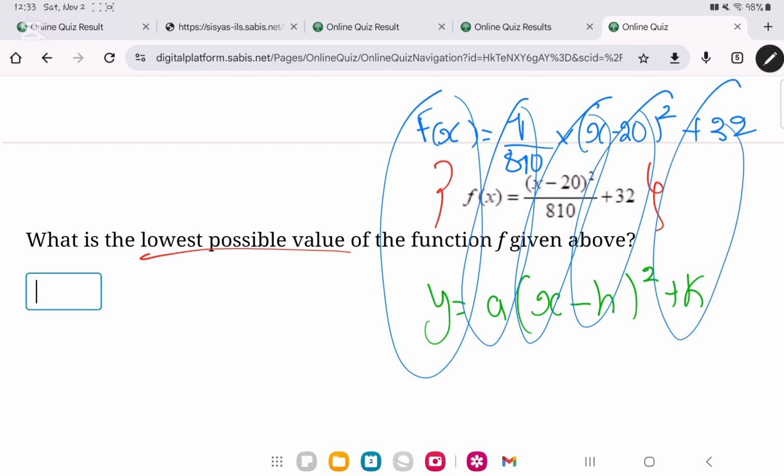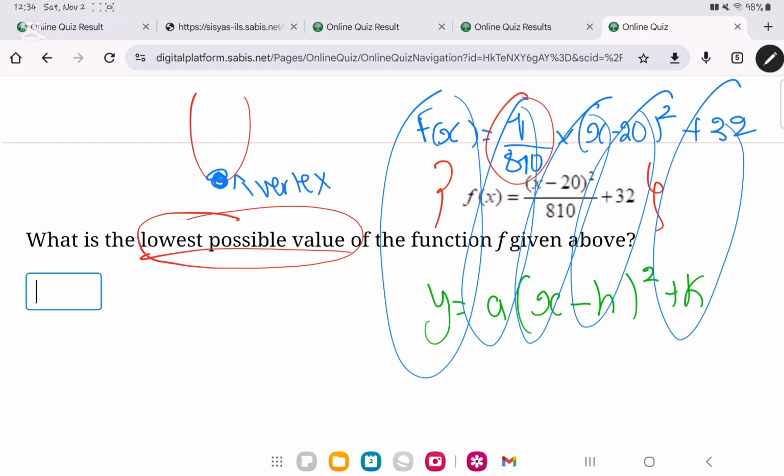Now they're asking us for what? They're asking us for the lowest possible value. Looking at it, our a is a positive number. Since it's a positive number, it will be opening upwards. Since it's opening upwards, then the lowest point on this graph is the vertex. So if we find the vertex, then we will be able to find the lowest possible value.